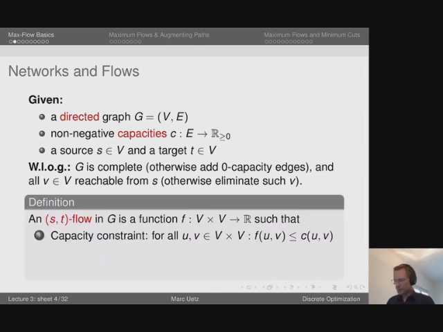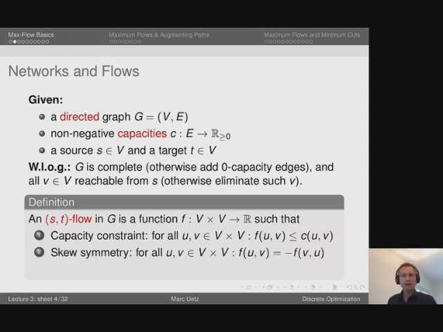And a flow from S to T, or an ST flow, is just a function that assigns a flow value to each of the directed edges of the graph, fulfilling the following three constraints. First of all, on each of the edges of the graph, so for all edges of the graph, I have to fulfill the capacity constraint, which just says that the flow value cannot be more than the capacity of that edge. That is clear.